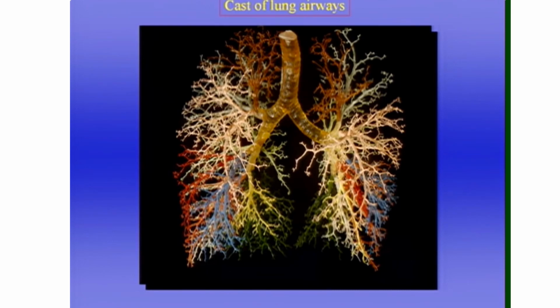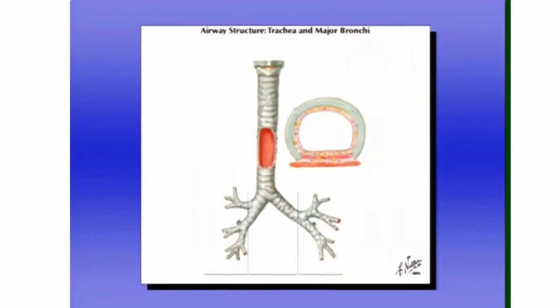As we penetrate further and further into the lung, the airways become more numerous, they become narrower, shorter, and they eventually end up in the alveoli. So let's have a look at, first of all, the trachea.